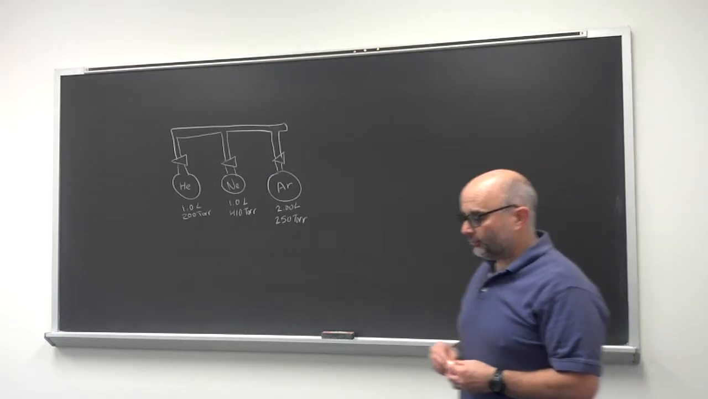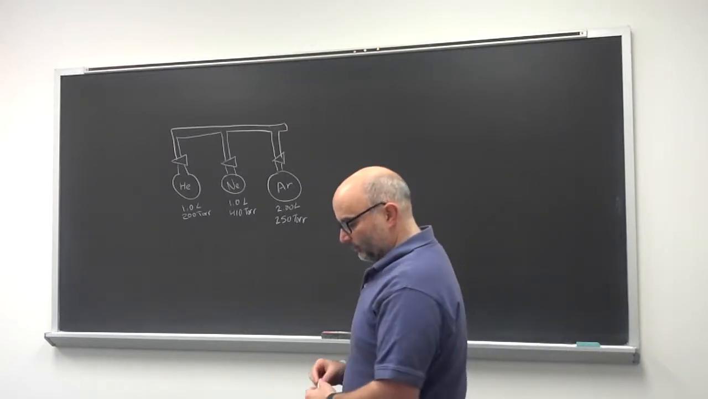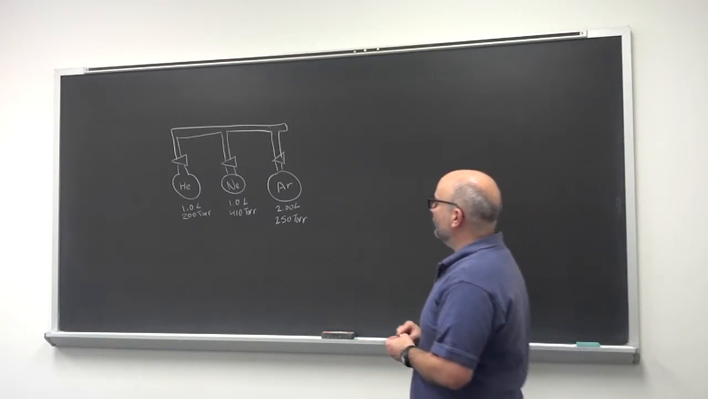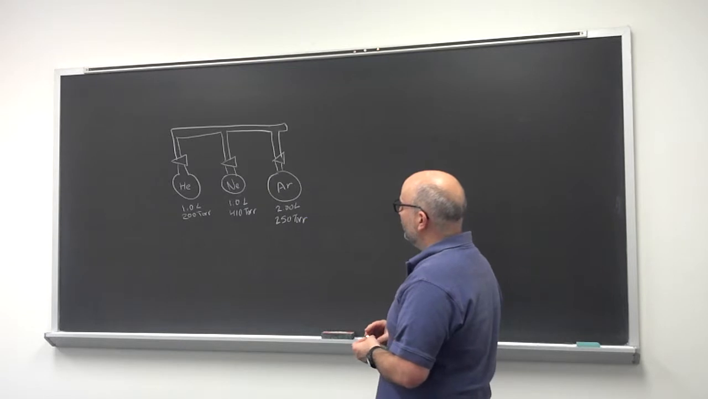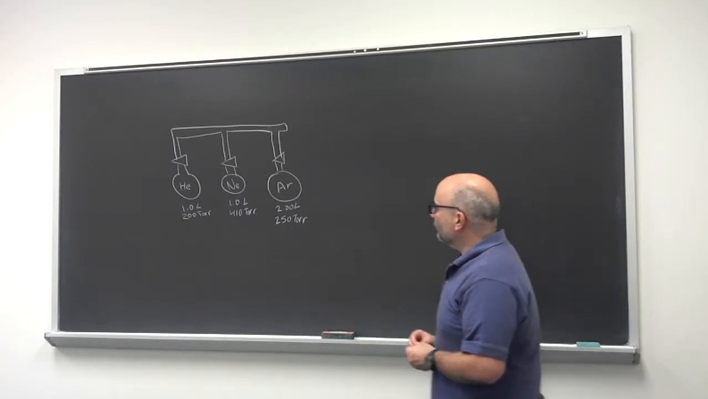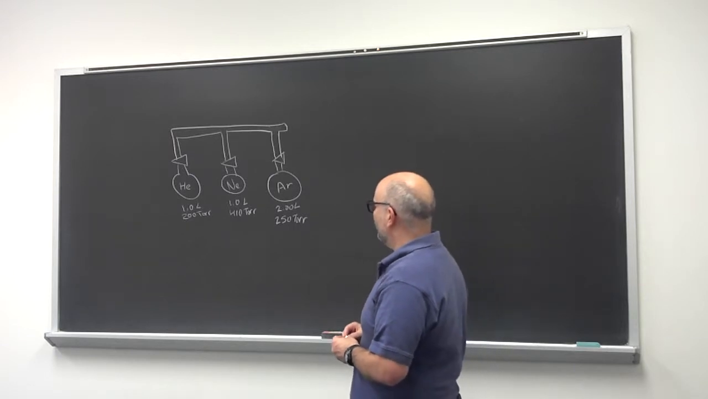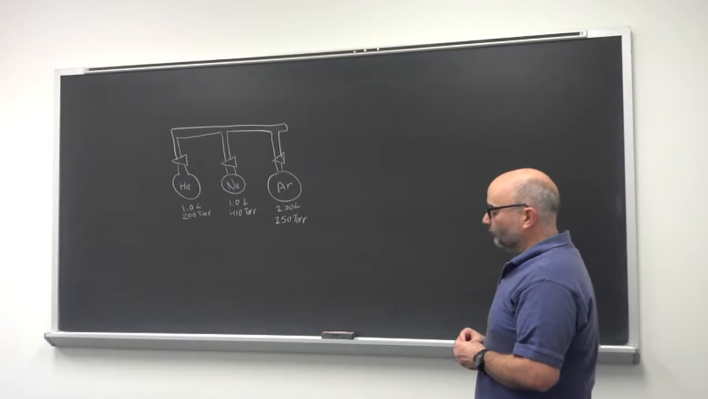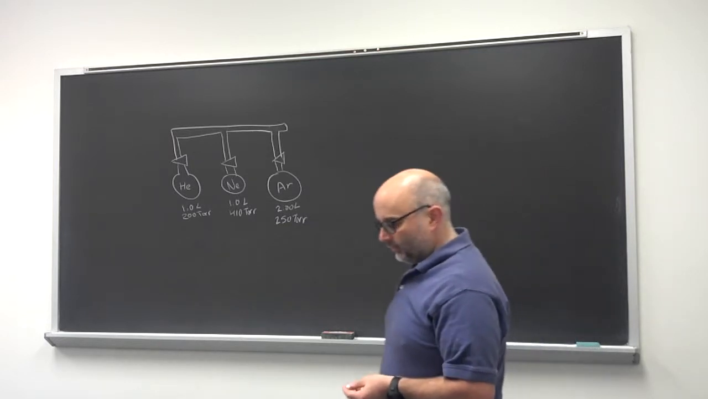Alright, so here's the solution to problem 1 from the ideal gas law group activity. The setup is that you have 3 bulbs that are closed off from each other. Helium is in a 1 liter bulb at a pressure of 200 torr. We have neon also in a 1 liter bulb at 410 torr, and argon in a 2 liter bulb at 250 torr.